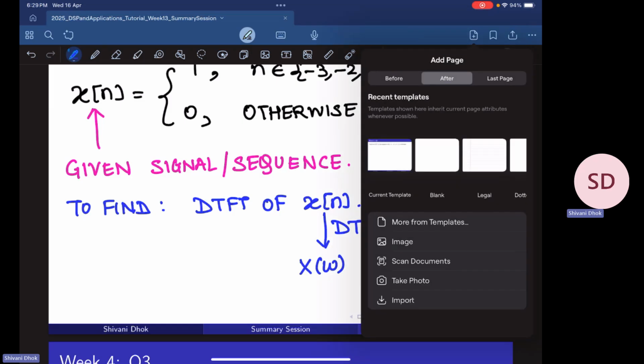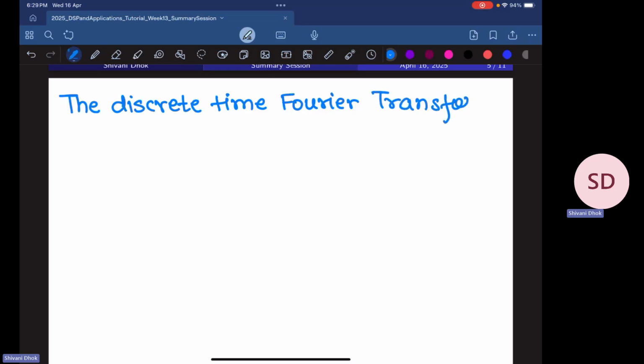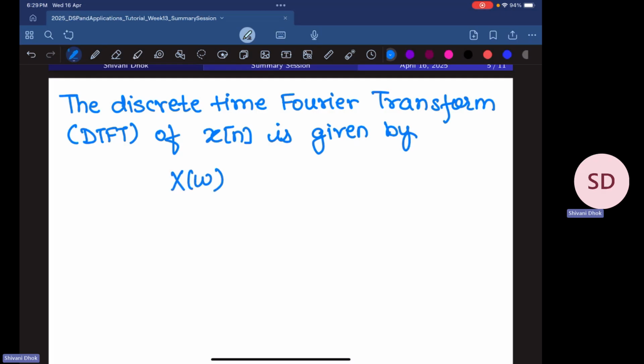Okay, so let me quickly recap what exactly is the DTFT. The discrete time Fourier transform, or what we call the DTFT, of a signal x of n is given by X of omega equal to summation n running from -infinity to infinity x of n into e power minus j omega n. Okay, so now let us use this definition to find the DTFT of our given x of n.